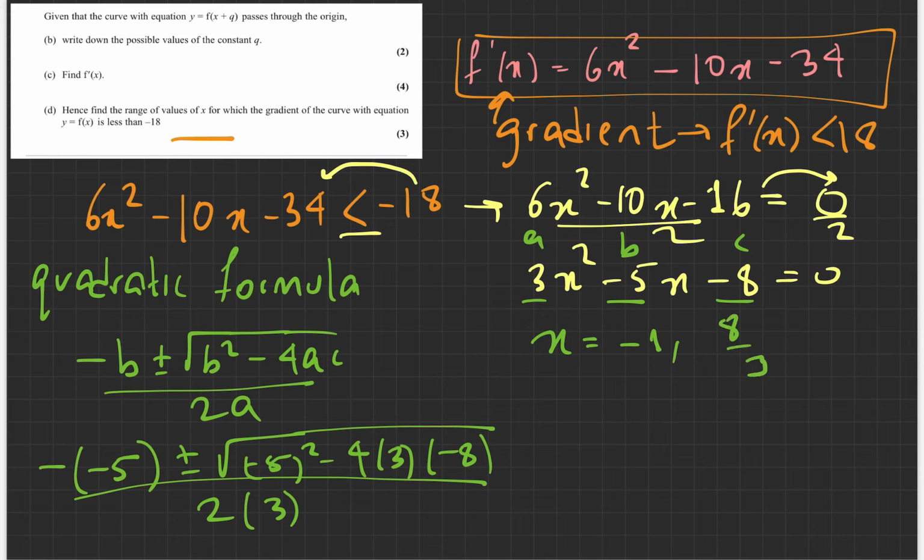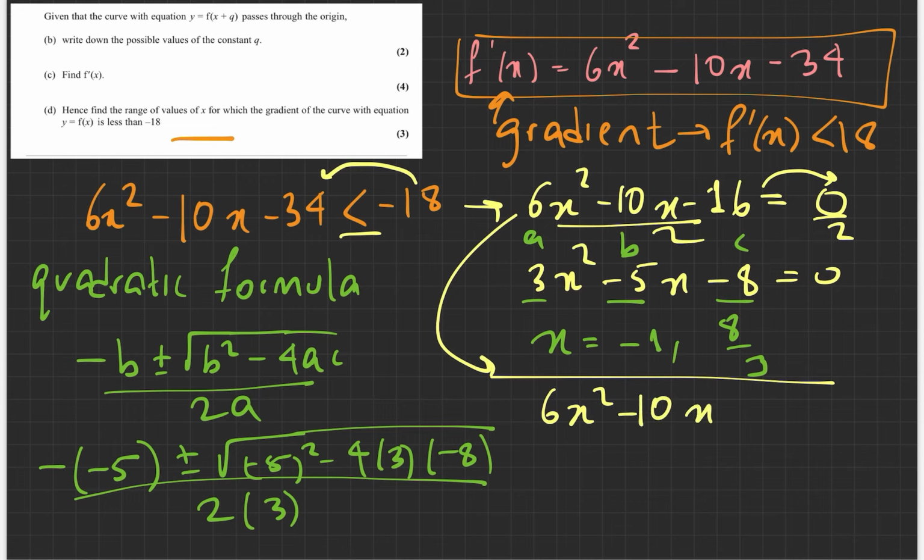Now I'm going to come back and rewrite this equation in the actual form that we need, which is 6x squared plus 10x minus 16 is less than 0. So this is what we are actually trying to solve, less than 0. We know that if we use equals to, these are the values that we get. But what we need is actually less than 0, right?